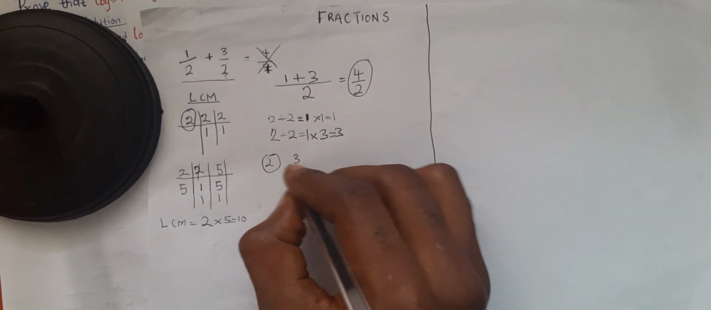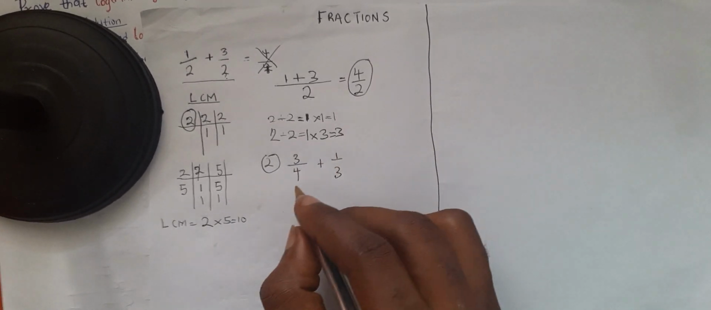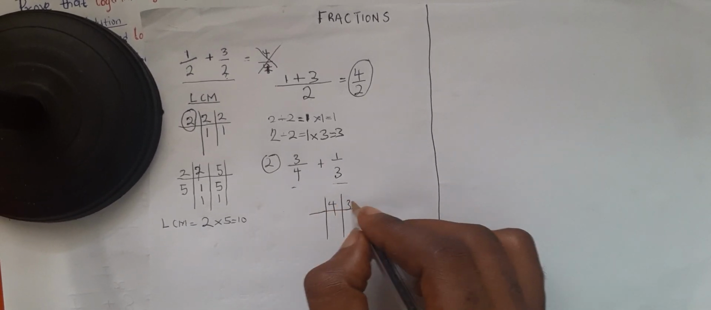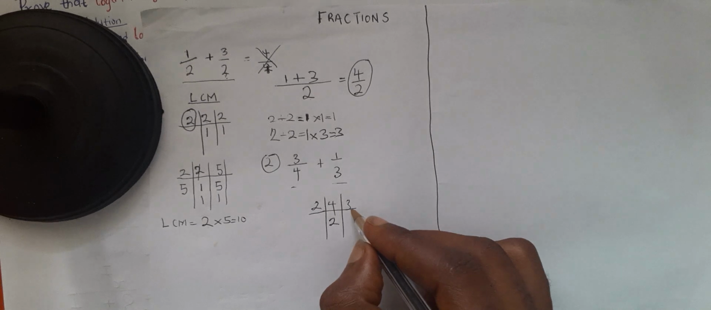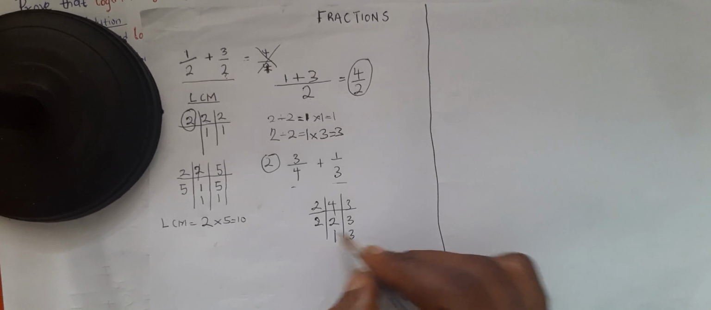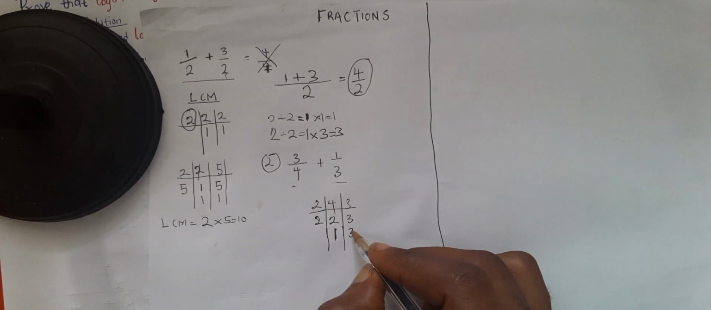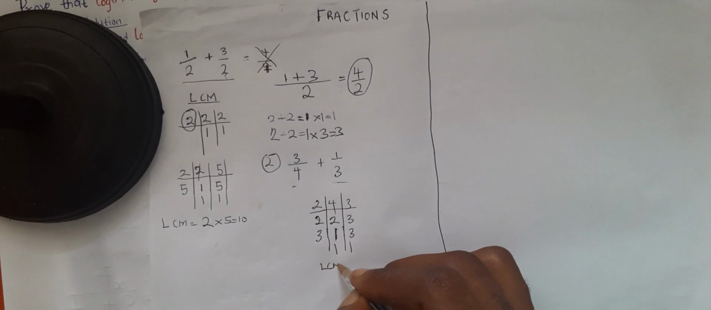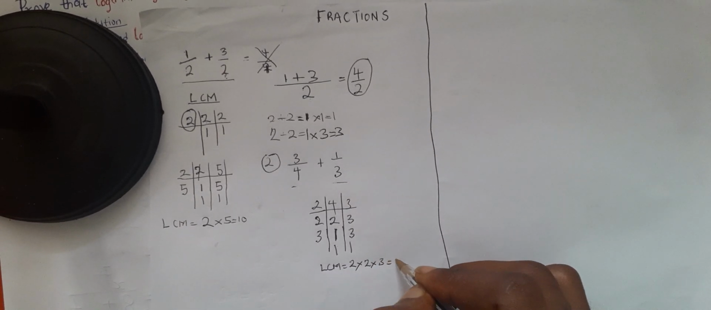If we are to add 3 over 4 plus 1 over 3. So we find the LCM of 4 and 3. We write them out like this. Now what number can divide any of them? It is still 2. 2 can divide 4. We have 2 divides 4, we have 2. 2 cannot divide 3, we still have 3. Again, 2 can go again. We have 1, we have 3. Now what next? Since this one has been reduced to 1, nothing else to do on it. So we look for another number that can divide 3, which is 3. Therefore, the LCM equals 2 times 2 times 3, which is 12.